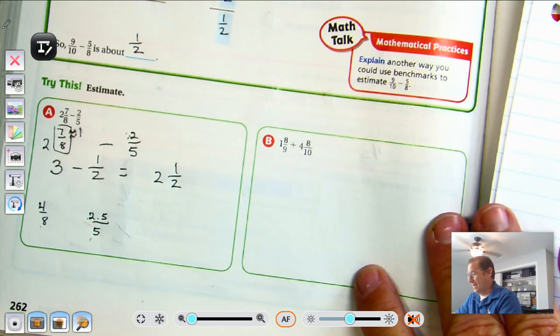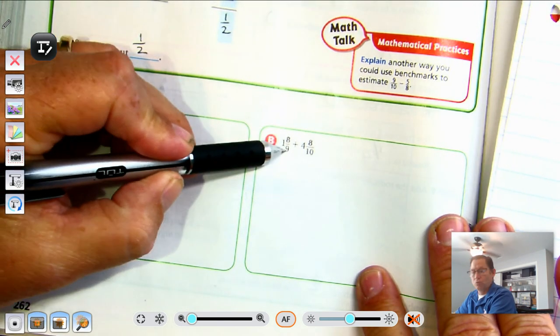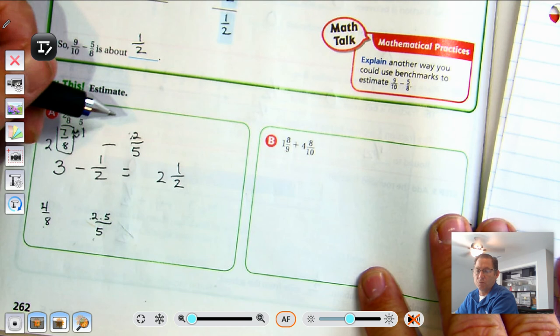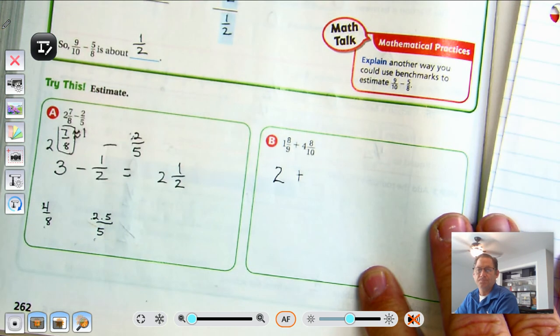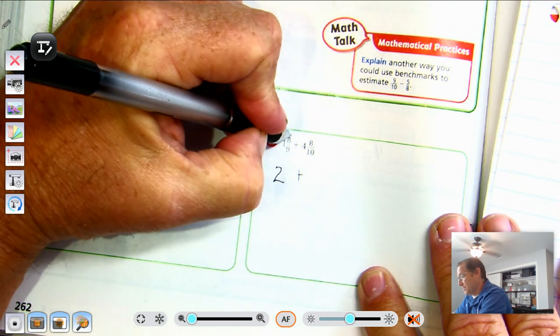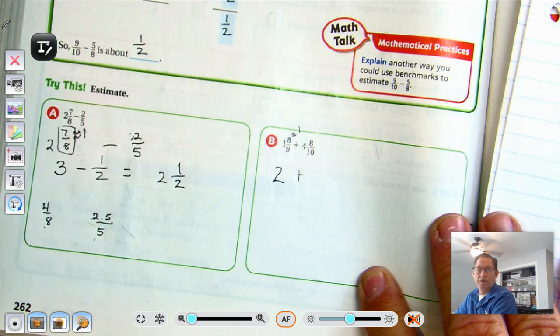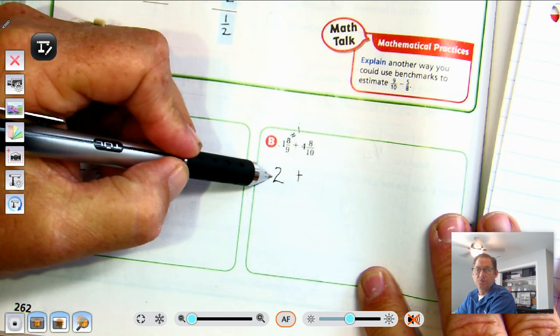All right, 1 8/9. So that 8 is really close to the 9, right? It's almost one whole. So we're going to round 1 8/9 to 2. So we say 8/9 is close to 1. 1 plus 1 is 2.